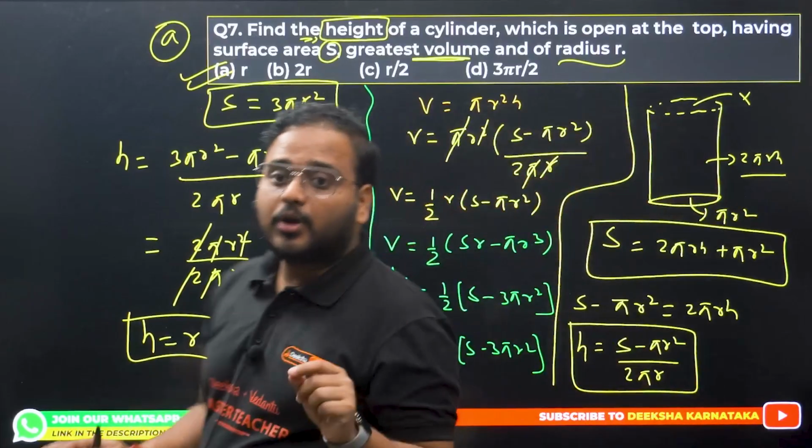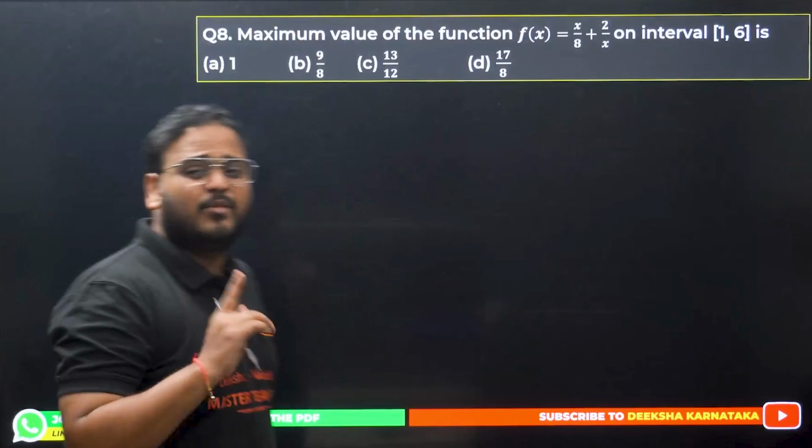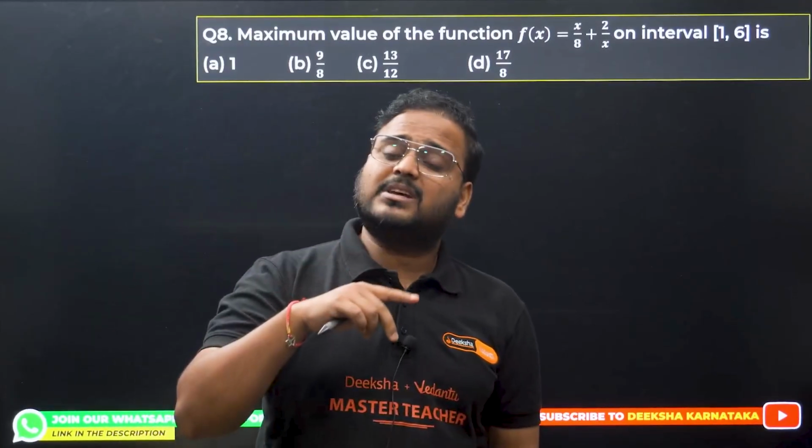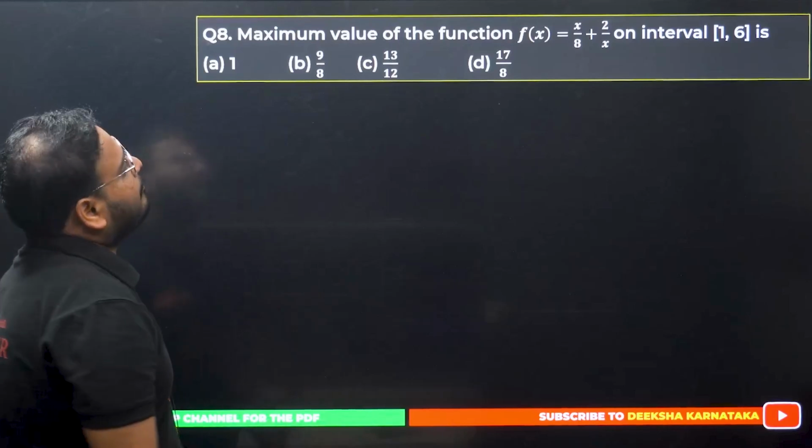You have to download the class notes to understand the entire thing again. Practice questions number 6 and 7 one more time. There was, I think, 5, 6, 7. Practice these questions one more time. The 8th one, maximum value of this function.